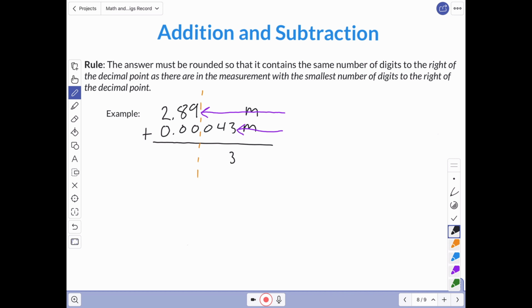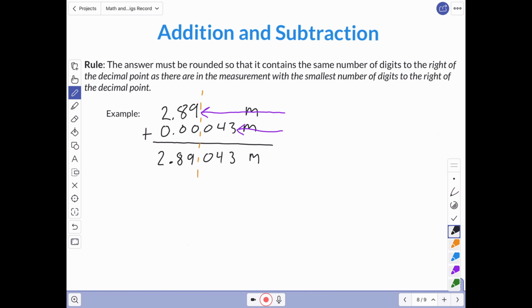3, 4, 0, 9, 8, decimal, and 2 meters. All that's left to do now is we round.